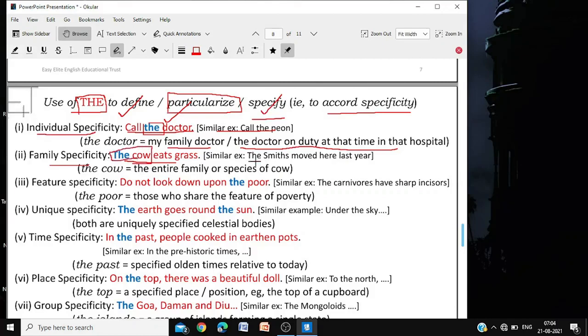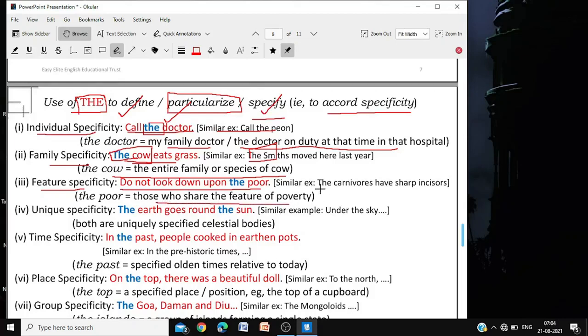The Smiths moved here last year. The Smiths form a family. The cow, the entire family or species of cow. Feature specificity. Do not look down upon the poor. The poor, that is, those who share the feature of poverty.